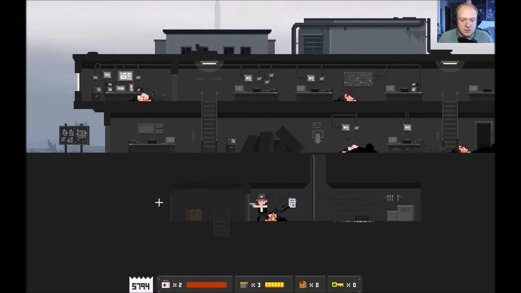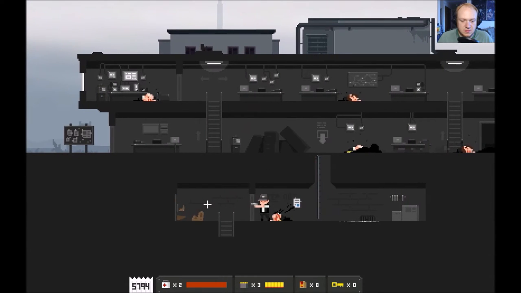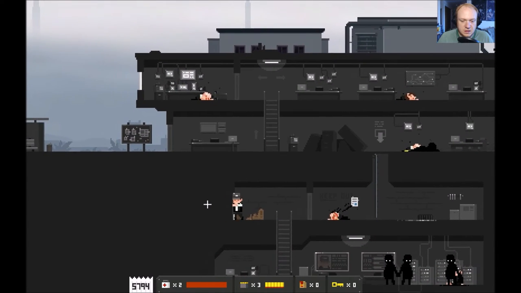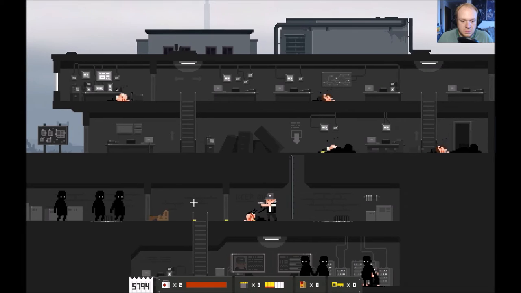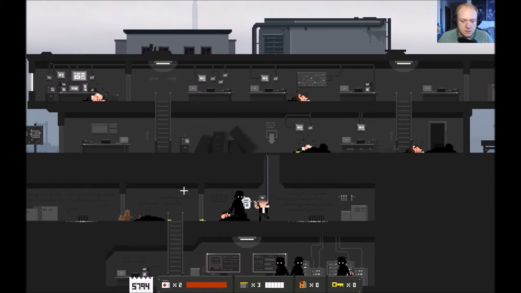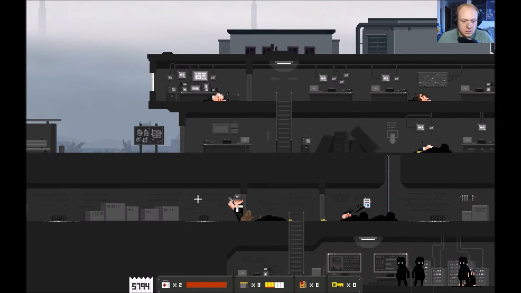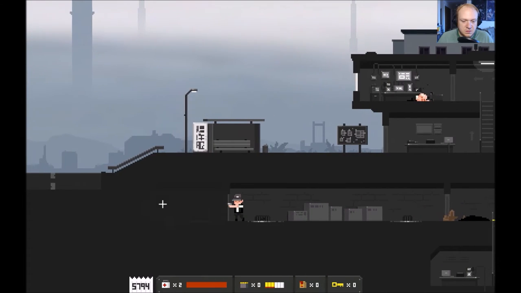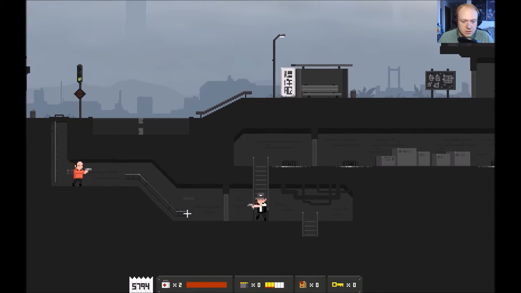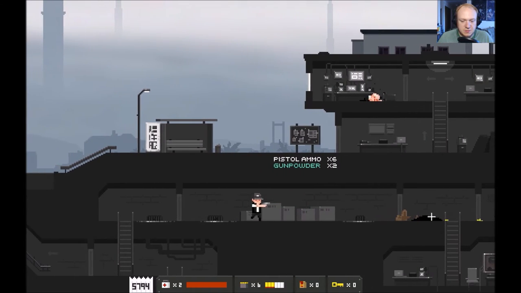So we got our things there. And we got some money. What is this? Oh, no. We ended up breaking it. Look at that. There's zombies. Alright. We're almost out of ammo here. Pistol ammo. Thank goodness we found some more.